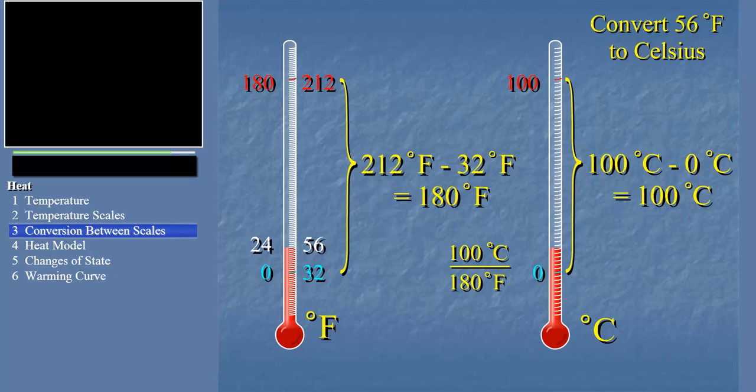If the temperature in Fahrenheit degrees is 24 degrees higher than the freezing point of water, then the temperature in degrees Celsius is, using dimensional analysis, 24 degrees Fahrenheit times 100 degrees Celsius over 180 degrees Fahrenheit, which equals 13 degrees Celsius.